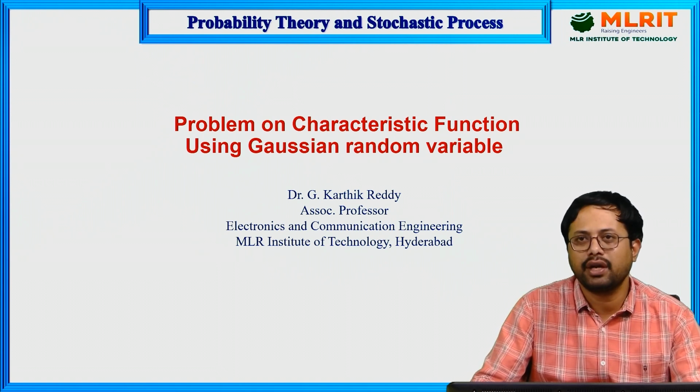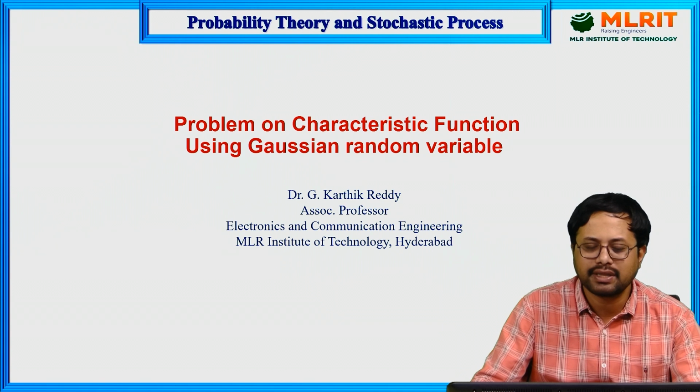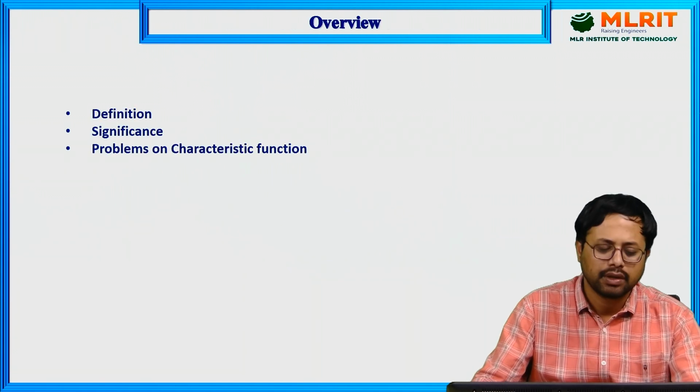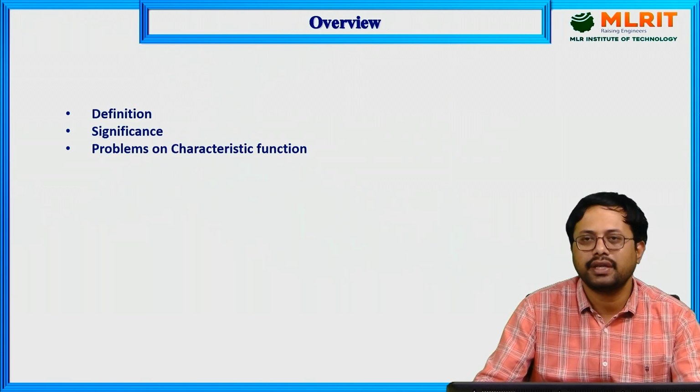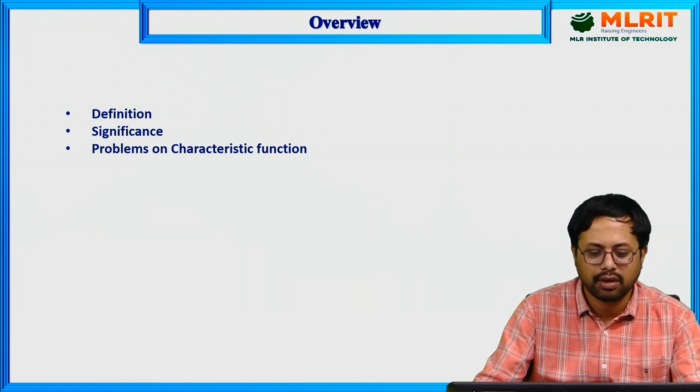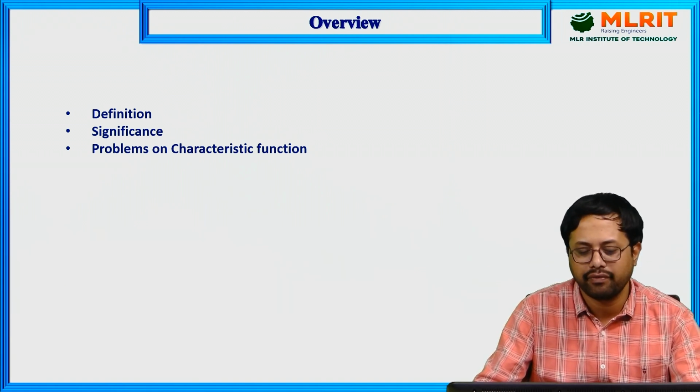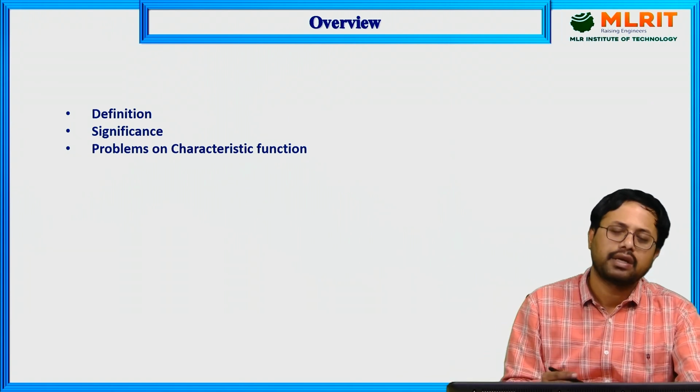In this session, we are going to discuss a problem on characteristic function using a Gaussian random variable. Here we discuss the definition of characteristic function, the significance of characteristic function, and the problems of characteristic function on Gaussian random variable.